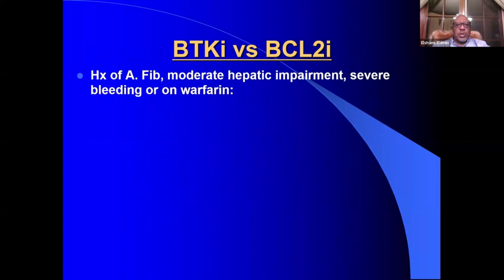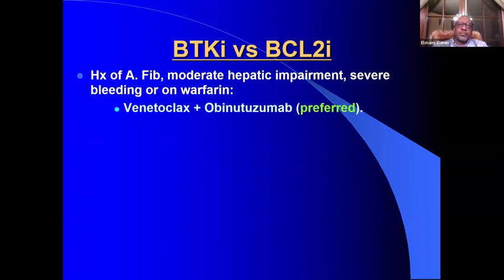So when you choose, keep this in mind. For a history of AFib, moderate hepatic impairment, severe bleeding, history of bleeding, or a patient on warfarin, venetoclax is preferred over PTKI. So with that history, you choose venetoclax with obinutuzumab or Gazyva. That's the preferred regimen.